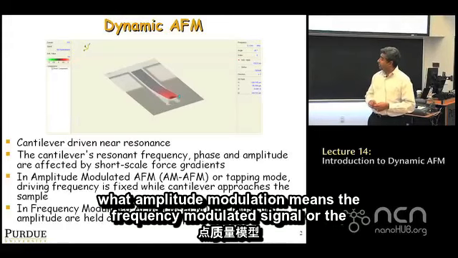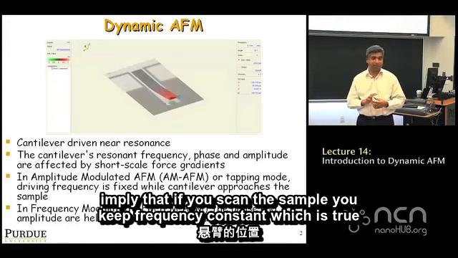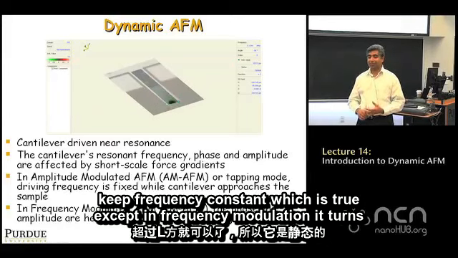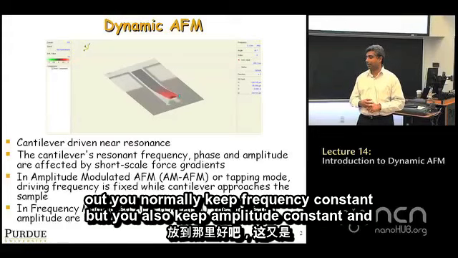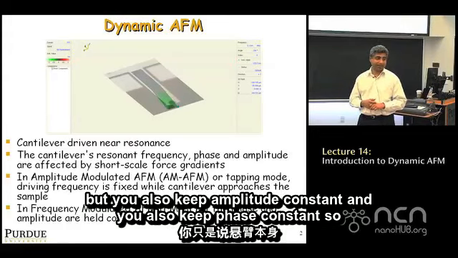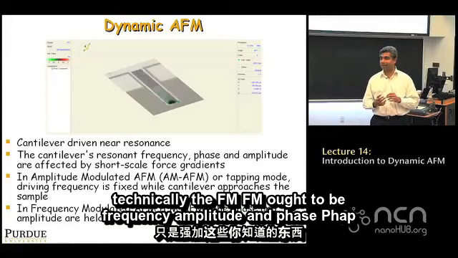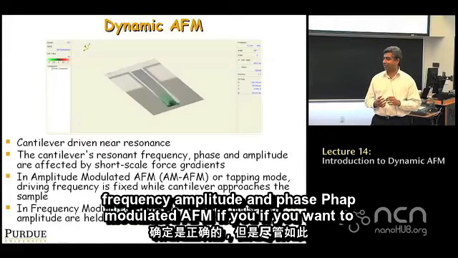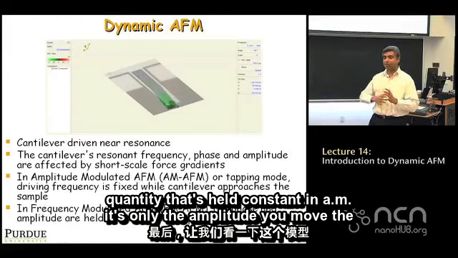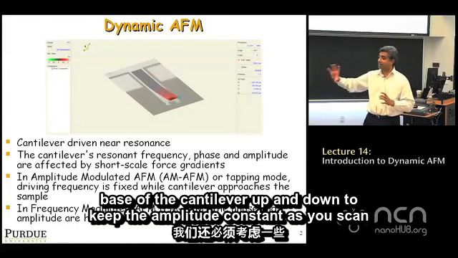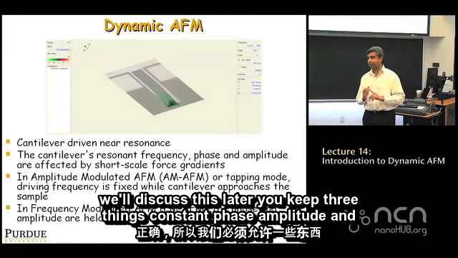The frequency modulated scheme would imply that as you scan the sample, you keep frequency constant, which is true, except in frequency modulation, it turns out you not only keep frequency constant, but you also keep amplitude constant, and you also keep phase constant. So technically, FM-AFM ought to be frequency, amplitude, and phase, FAP, modulated AFM. If you want to stick to terminology about what is the quantity that's held constant, in AM, it's only the amplitude. You move the base of the cantilever up and down to keep the amplitude constant as you scan over a sample. In frequency modulated, we'll discuss this later, you keep three things constant: phase, amplitude, and frequency shift.